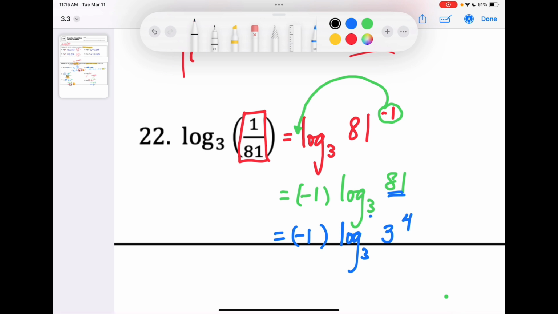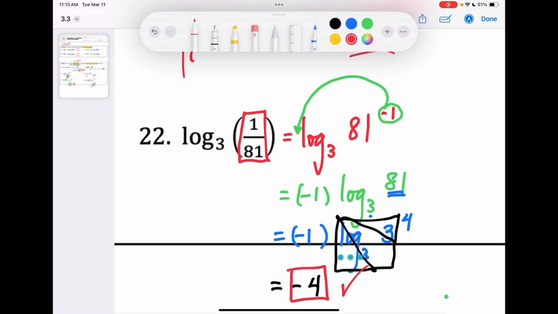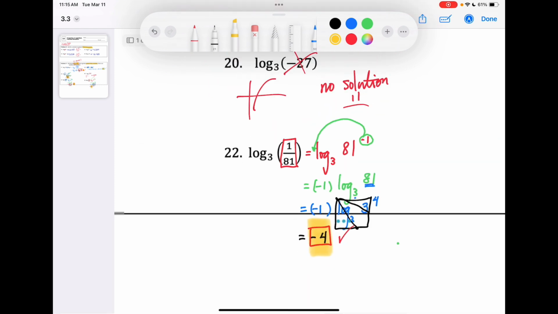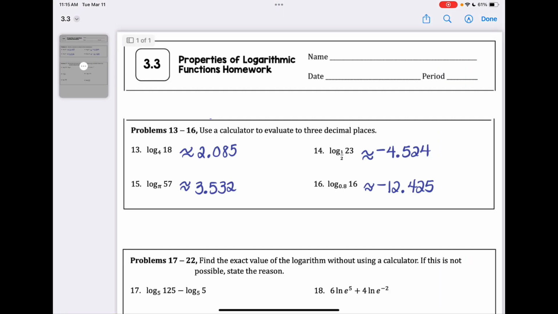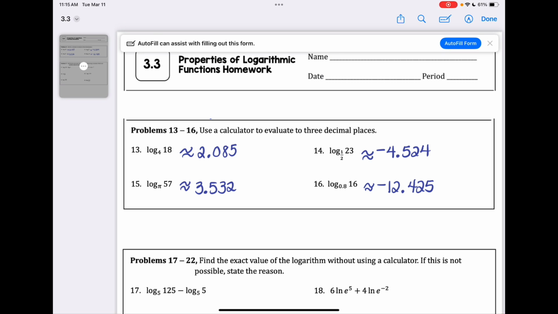And what do we see now? Base the same, cancel out. So what do I have left? I got negative 1 times 4, which will be negative 4. So therefore, my final answer is negative 4. And yes, indeed, what you see is what you got. Okay, so one more time. When we talk about the log function, the fun thing is we can use the property.